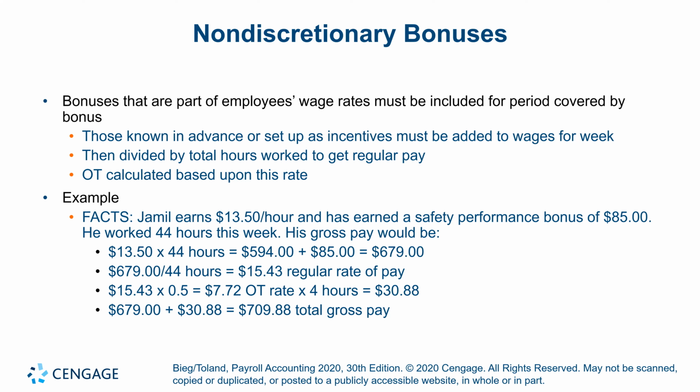To figure out our overtime premium, we're taking that 679 divided by 44 hours. That gives us that $15.43 regular rate of pay. The overtime premium is then half that. So we take that $15.43 times 0.5 to get the $7.72 overtime rate. And we multiply that by the 4 hours of overtime. To get our total gross pay, we're taking our regular pay, $679, plus our overtime premium, and that gets us to our $709.88 gross pay.